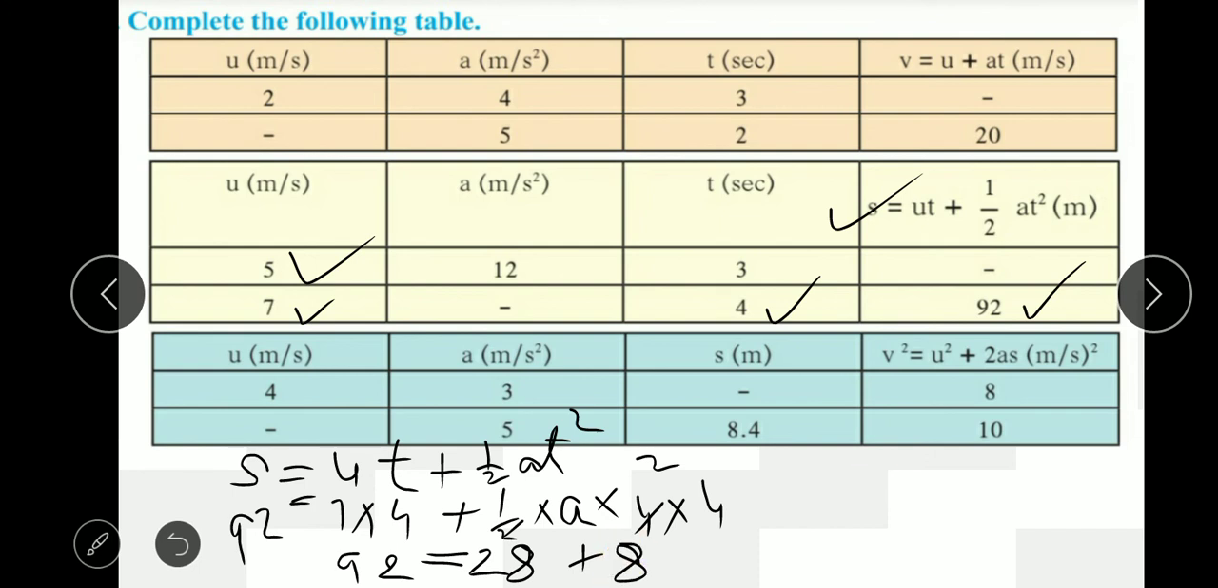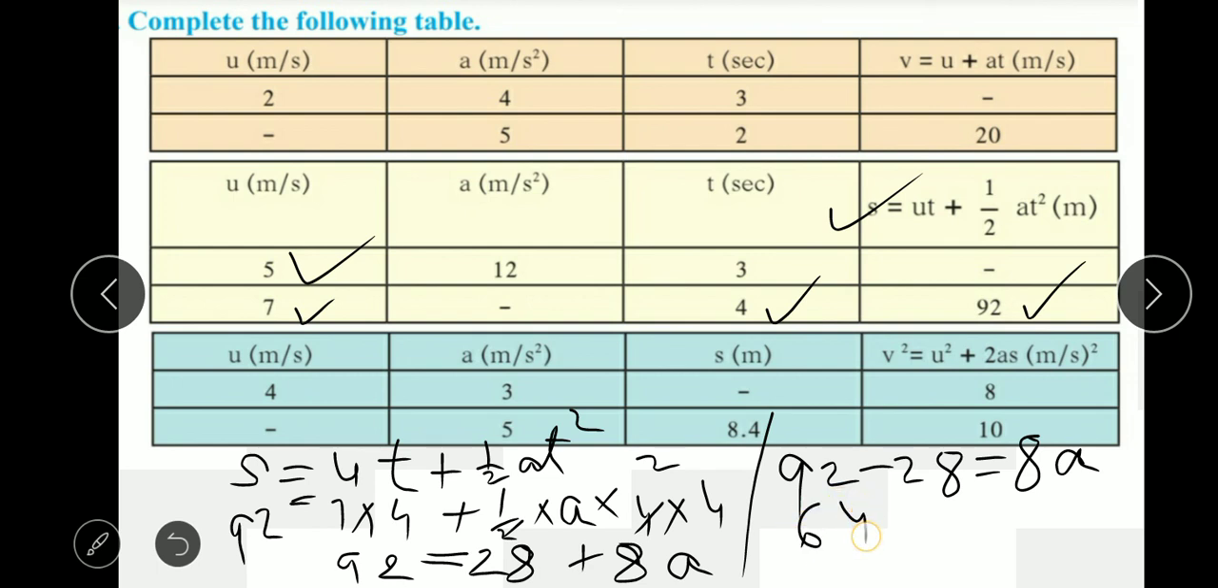In this way you will continue, students. Now just change the side of this 28. When you change the side of 28, it will become 92 minus 28 is equal to 8a. Now you will just subtract 92 minus 28. When you subtract, it will be 64 is equal to 8a.